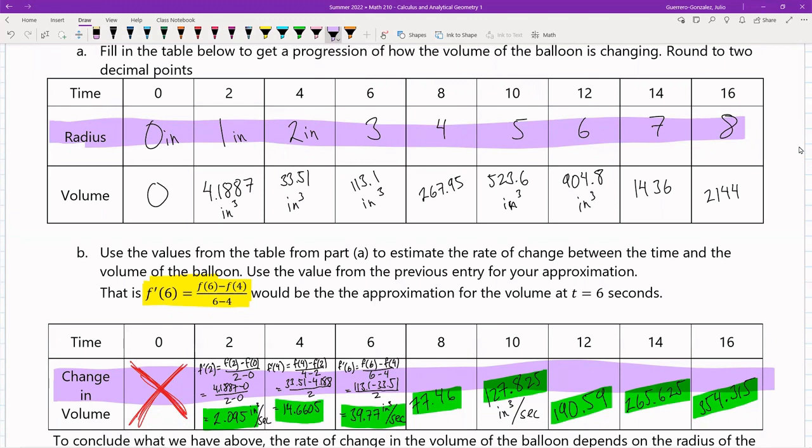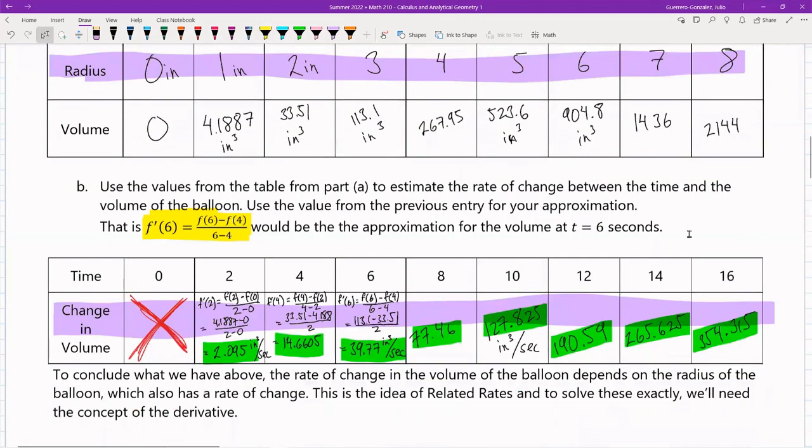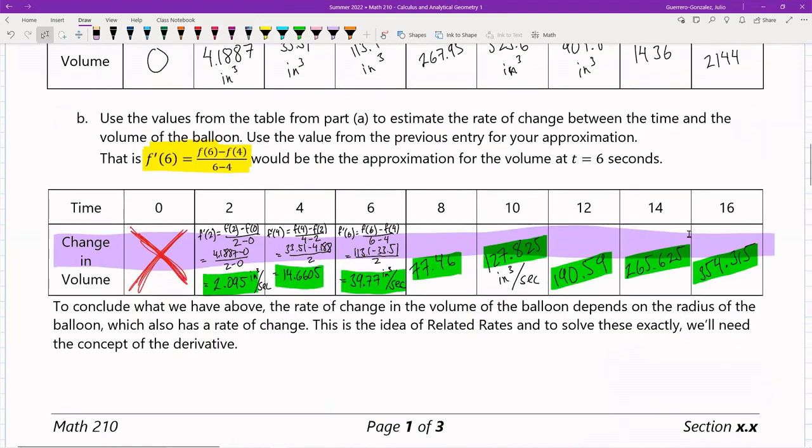You guys see that? Related rates. That's why we call it related rates. The rates are related. Okay, so notice that we have exactly that the volume of the ball, the rate of change in the volume of the ball, depends on the rate of change of the radius.